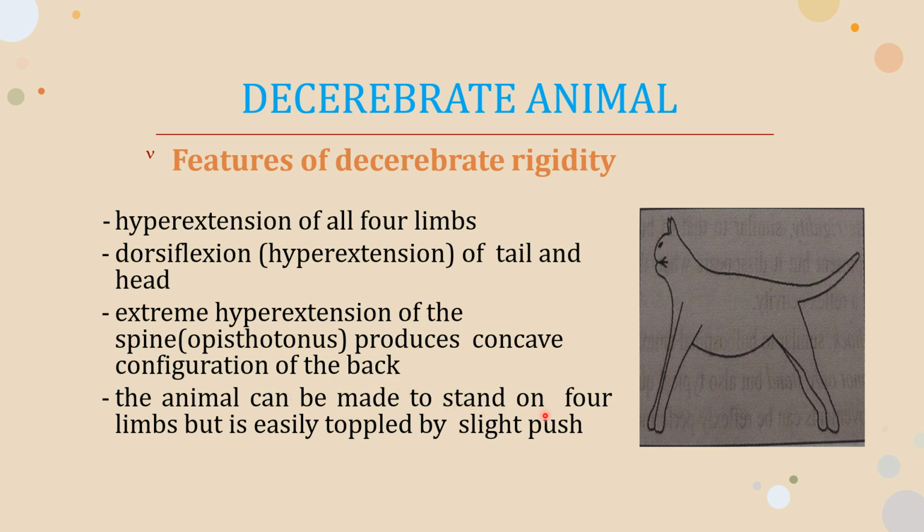The animal can be made to stand on four limbs but is easily toppled by a slight push. If the animal is in this position, it can't maintain it for a long time. If we give a slight push, it will easily topple and fall down. So this is hyperextension of all four limbs and dorsiflexion of tail and head.